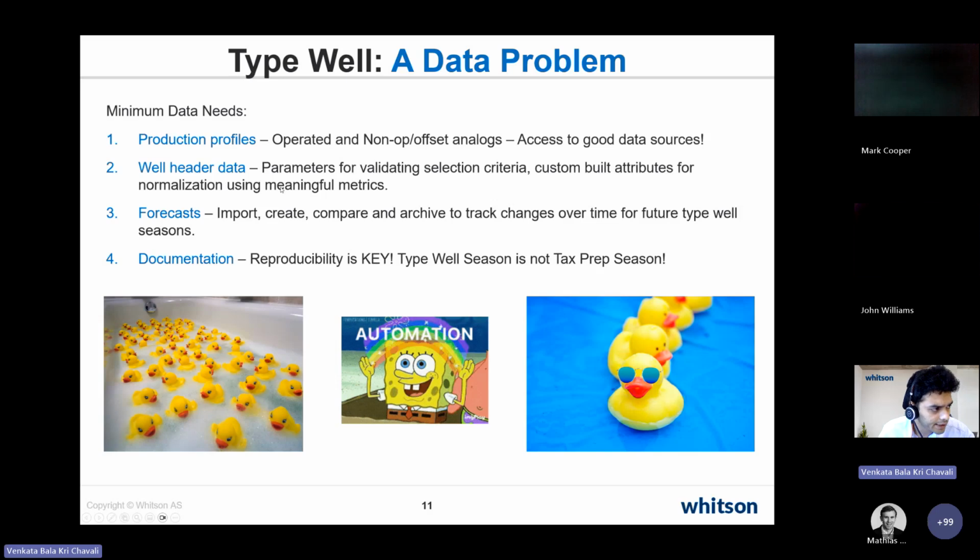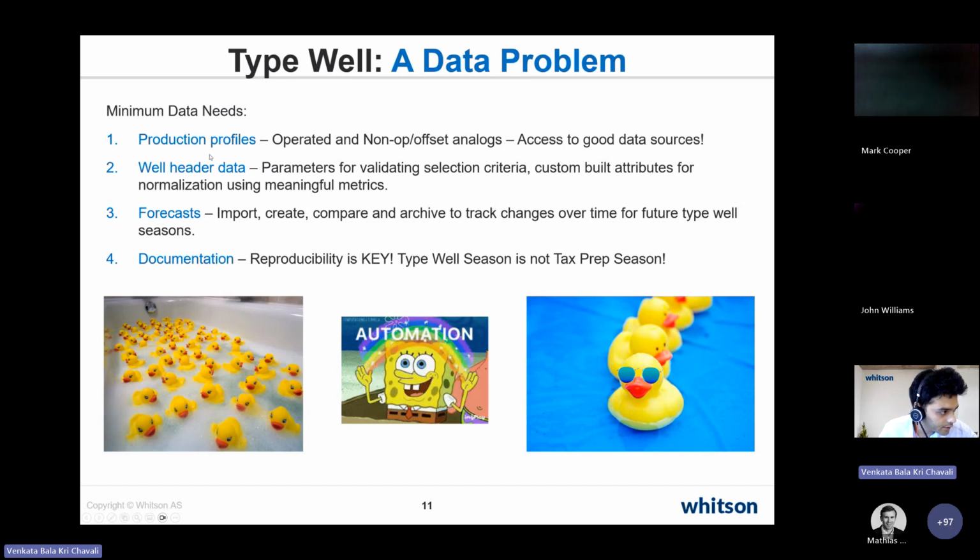And the well header data, that's basically parameters for validating selection criteria, maybe building some custom attributes, and for normalization. You can go about the type well exercise without ever including the well header data, but that removes you from half the problem, because you need to normalize, and you need to be able to remove wells that are not fitting those selection criteria. That could be proppant pumped or lateral length or these other things that may not come with the production data, right? So that's what I mean when I talk about header data.